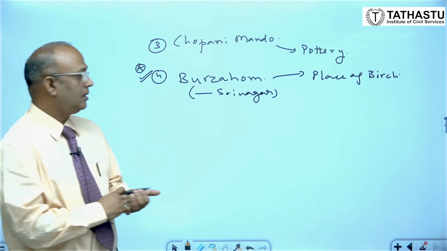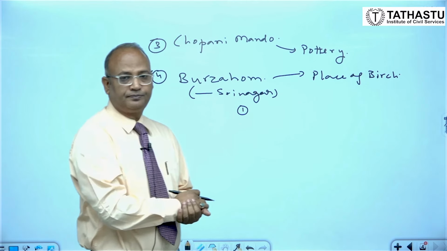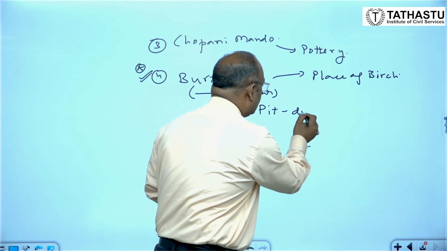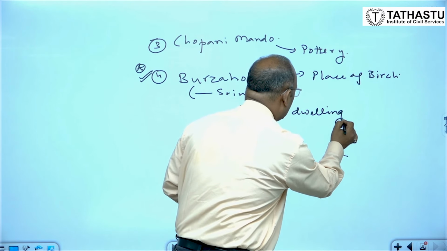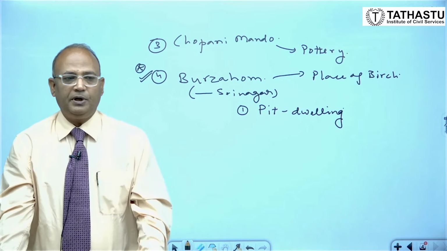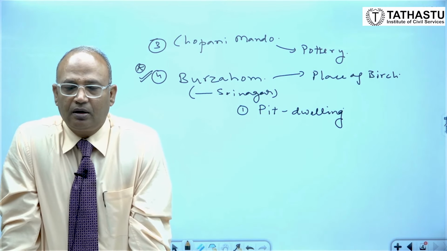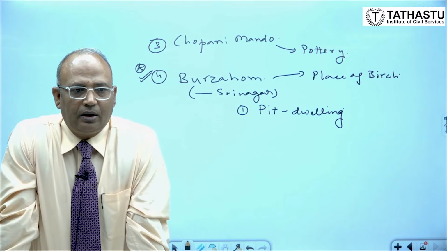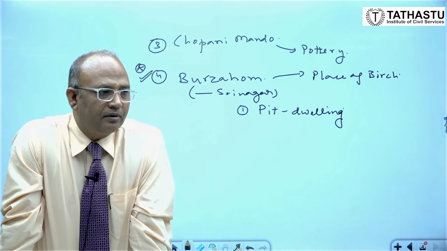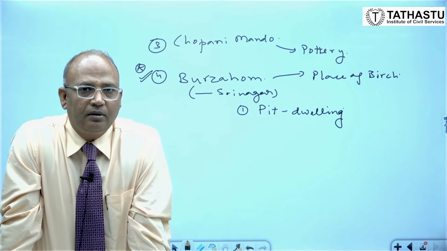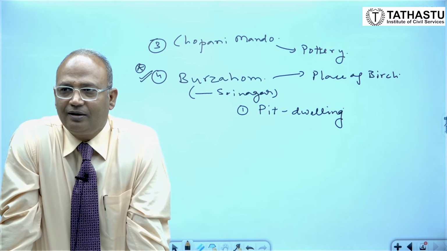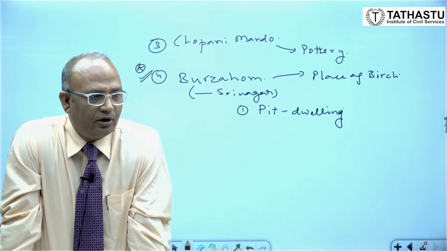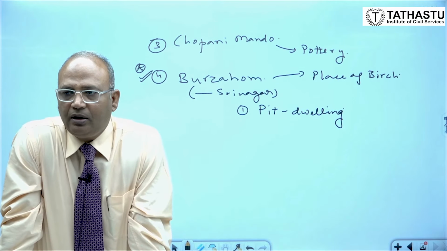Near Srinagar. Evidence number one: pit dwelling. Pit means they used to dig the ground as a pit and they were living there. Why were they living in a pit? Yes, due to the climatic region, they were living in a pit.